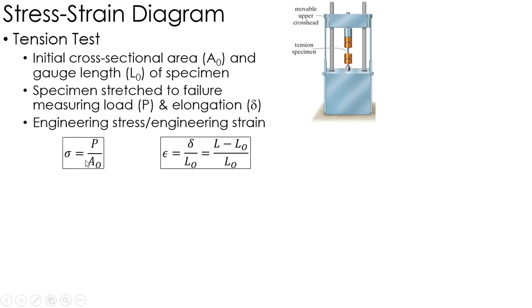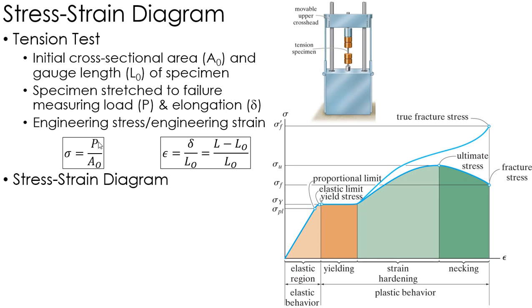Now, we'll talk a little bit later about why we use the initial area, where the area is going to be shrinking as we increase this load. But we just define the engineering stress by dividing by that initial area. That's all we're concerned with. So once I get this stress and this strain, I plot the two, and I get a stress-strain diagram. I plot the stress versus the strain, and we get a curve that looks something like this.